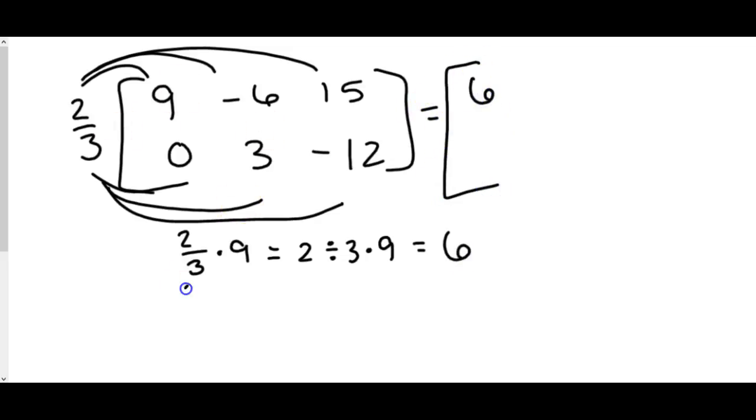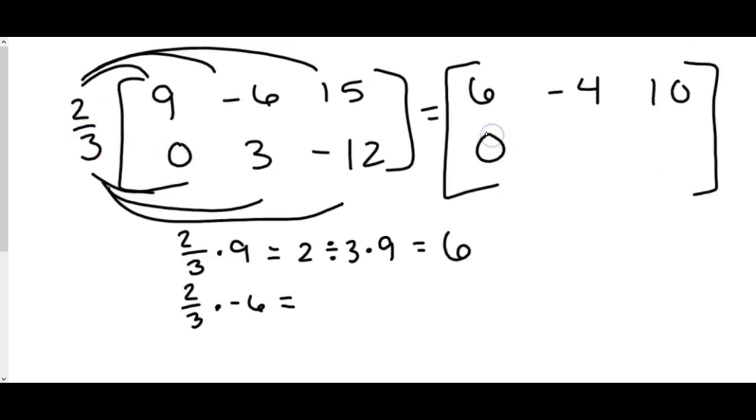And then we do it to the next one. 2 divided by 3 times negative 6, that's going to give you negative 4. And you just keep going in that same manner. 2 divided by 3 times 15, that gives you 10. 2 divided by 3 times 0 is still 0. Anything multiplied by 0 is 0. 2 divided by 3 times 3 is 2. And 2 divided by 3 times negative 12 is negative 8.